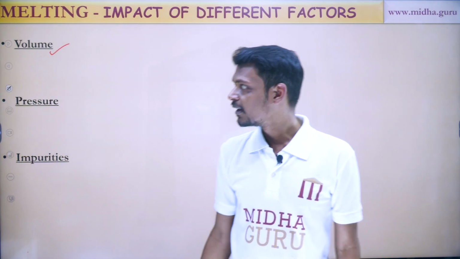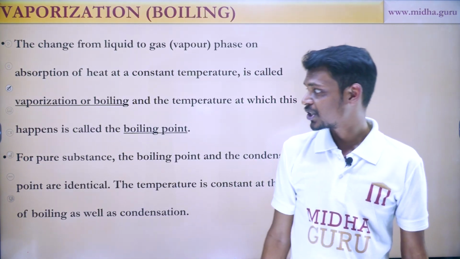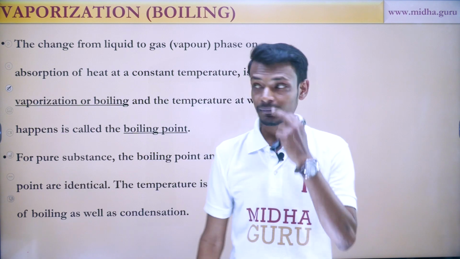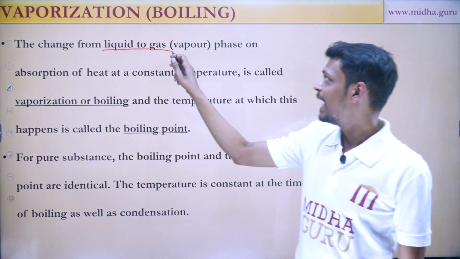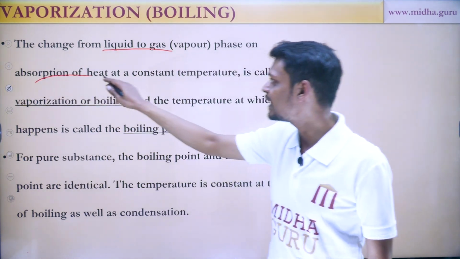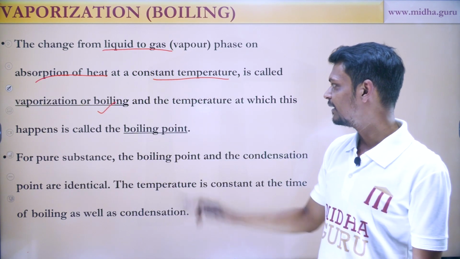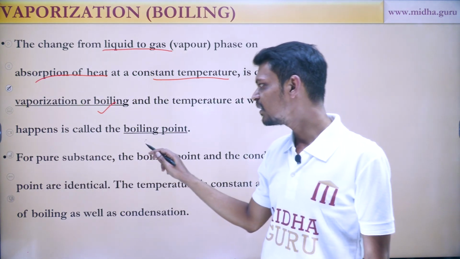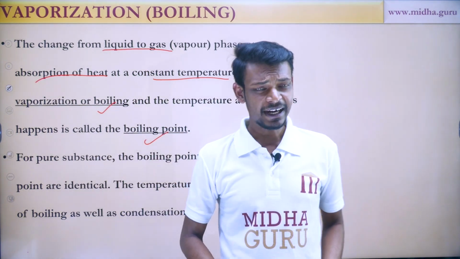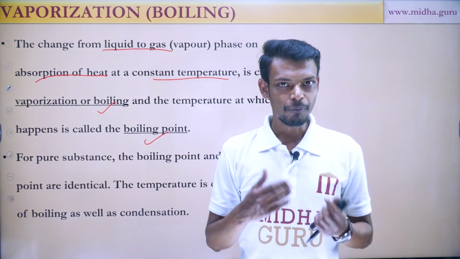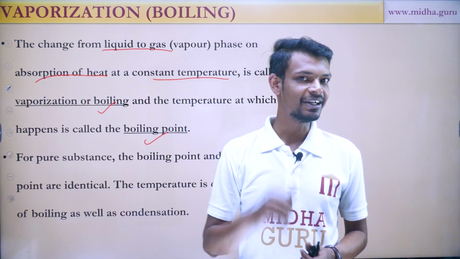Let us move forward. Now we are going to talk about vaporization or boiling. The change from liquid to gas phase on absorption of heat at a constant temperature is called vaporization or boiling, and the temperature at which this happens is called the boiling point. Again, it is understandable. If I take the example of water, boiling happens at 100 degrees Celsius.